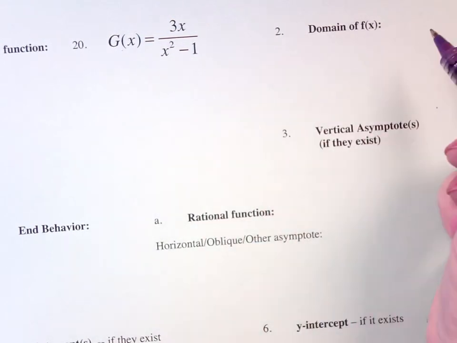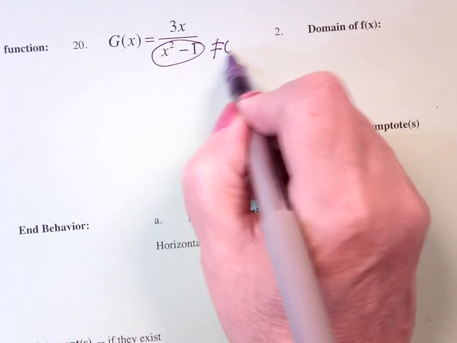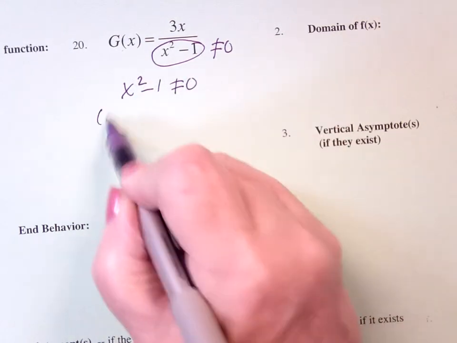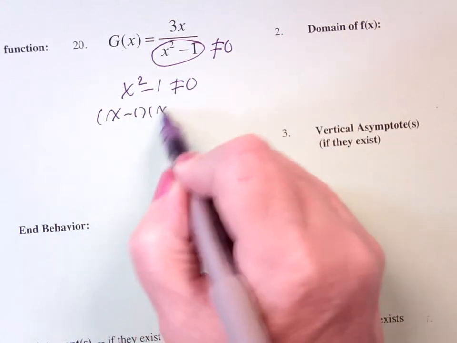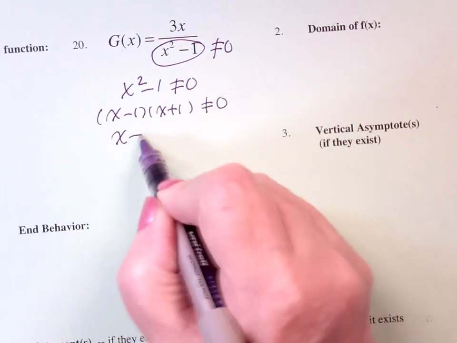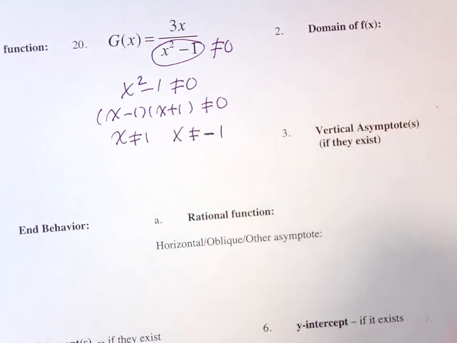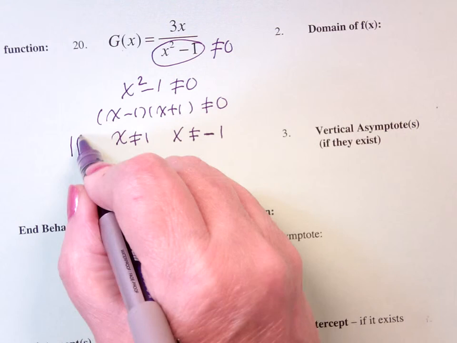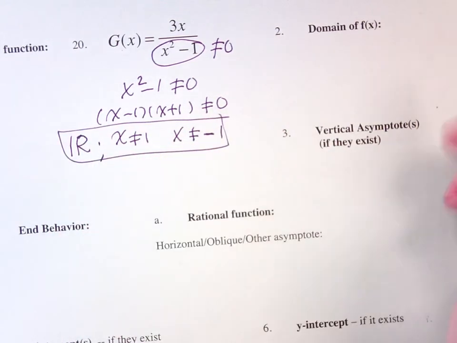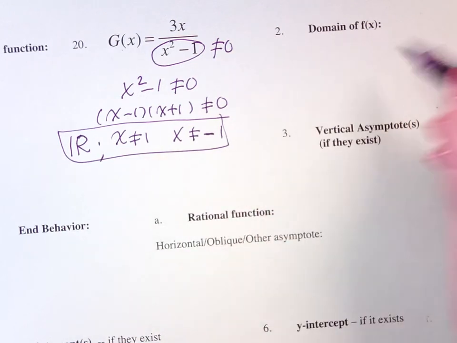Here we go. Find the domain. So we know that the denominator can't be 0, or x squared minus 1 can't be 0. This is x minus 1 times x plus 1 can't be 0, or x can't be 1, x can't be minus 1. So it's all real numbers except for those two. That means I have to graph every place but those two places.